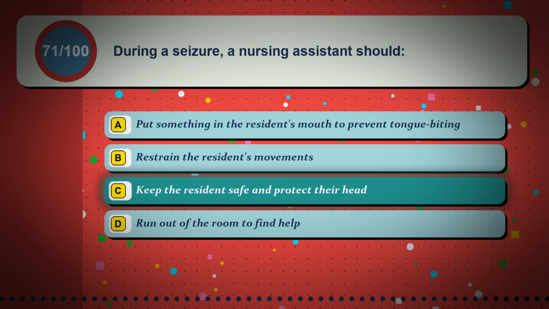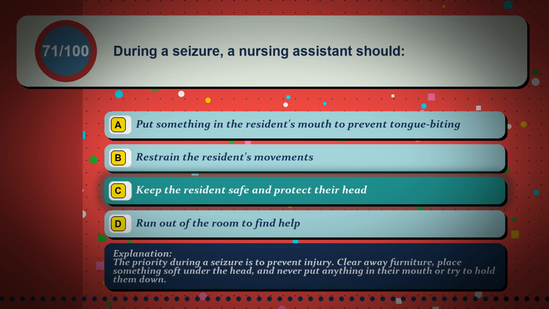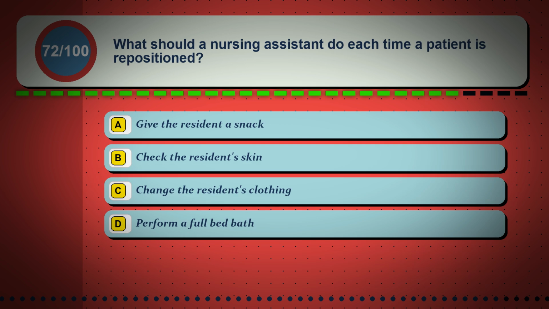The correct answer is option C, keep the resident safe and protect their head. The priority during a seizure is to prevent injury. Clear away furniture, place something soft under the head, and never put anything in their mouth or try to hold them down. Question 72. What should a nursing assistant do each time a patient is repositioned?